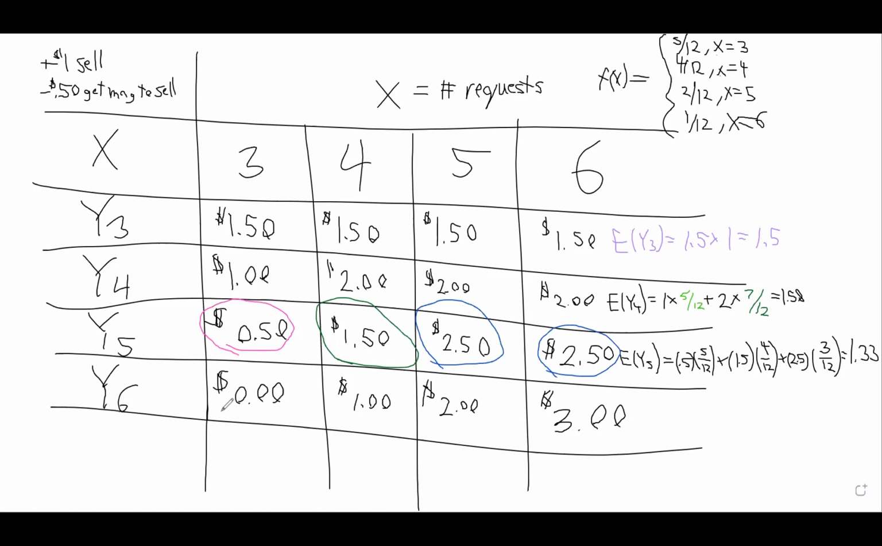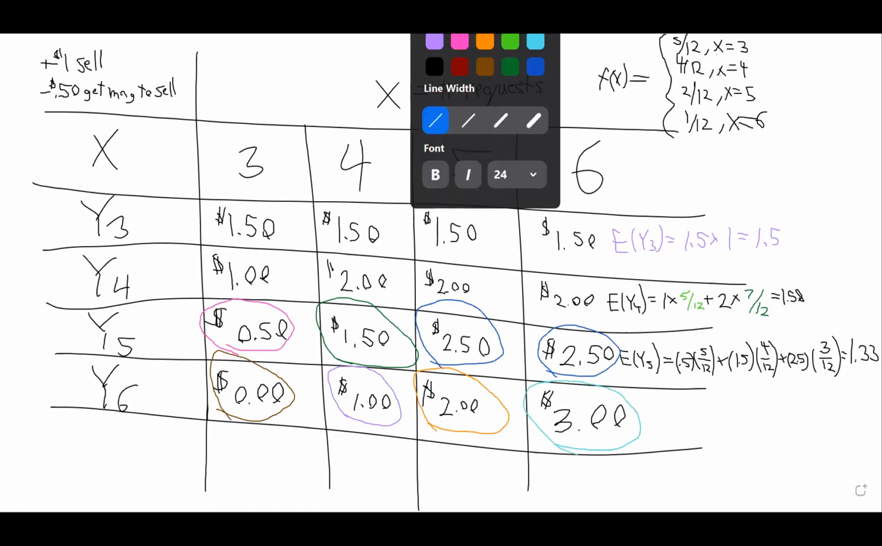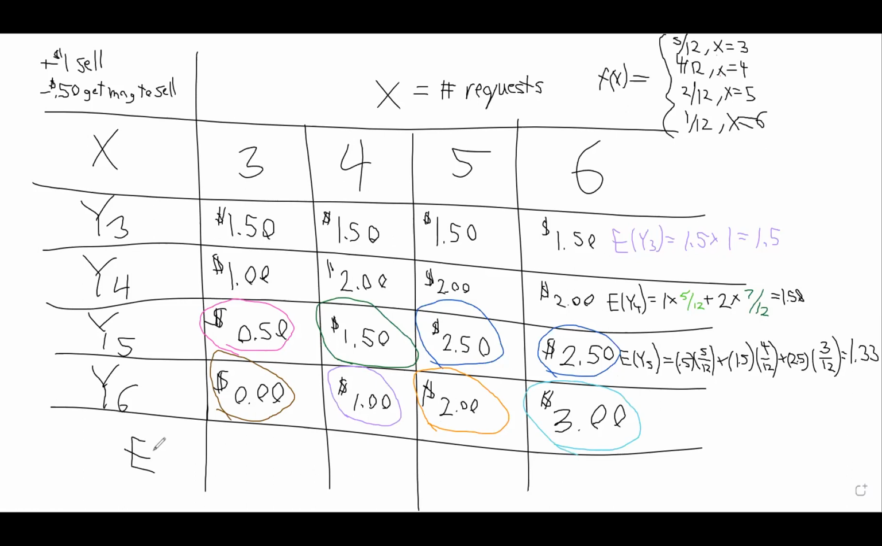Now, for y sub 6, what are the possible values? The possible values are 0, 1, 2, and 3. So there are four possible values. So the expected value of y sub 6, I guess I can put down here. Just ignore the vertical line. So that's equal sign. It equals. So 0 is one value, but it's when x is 3, which is 5/12. So 0 times 5/12, which is 0.